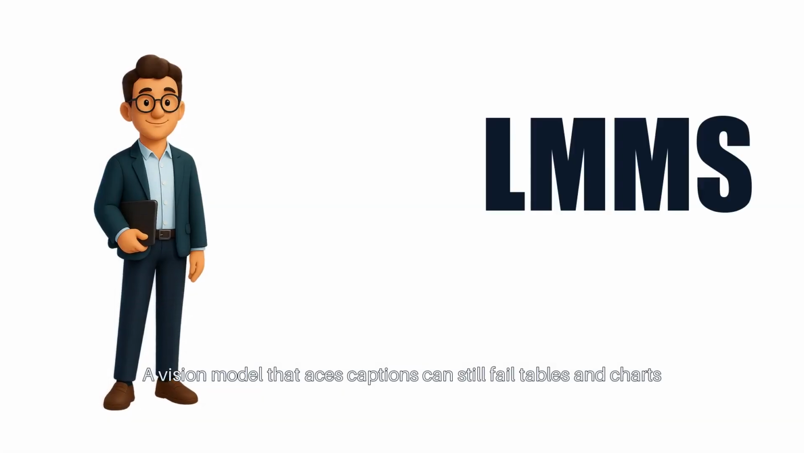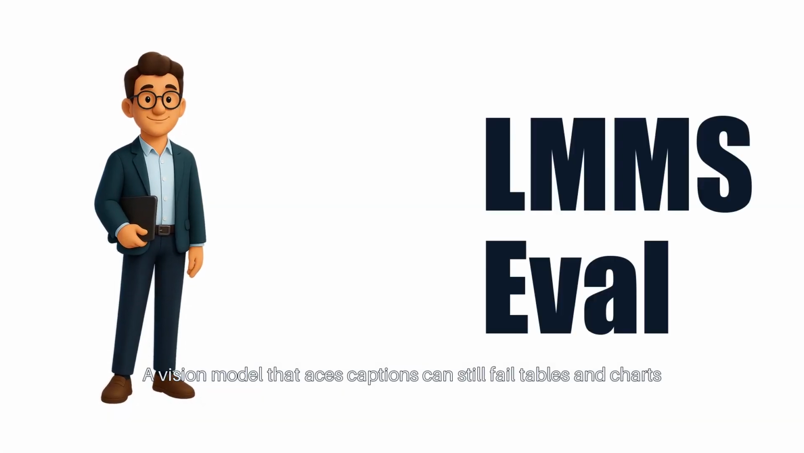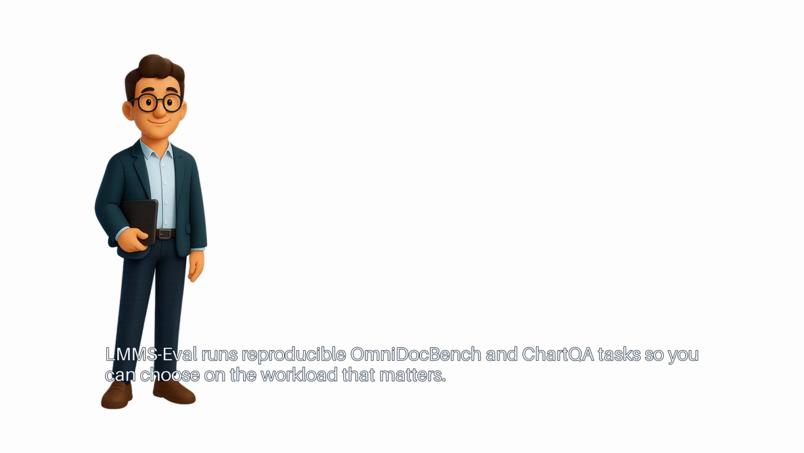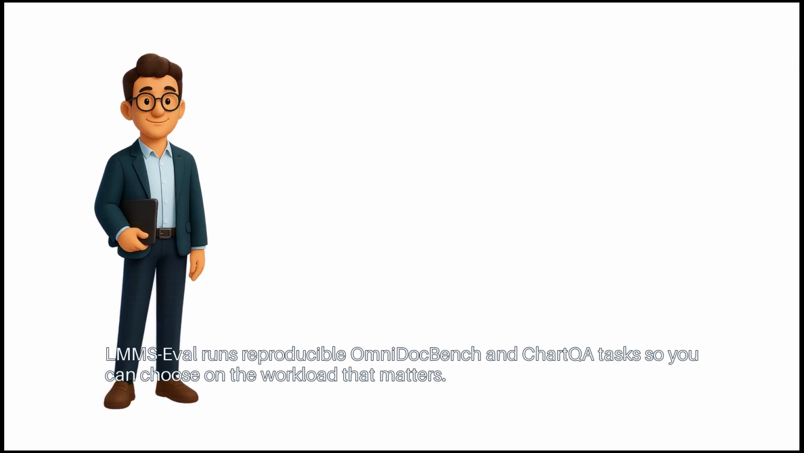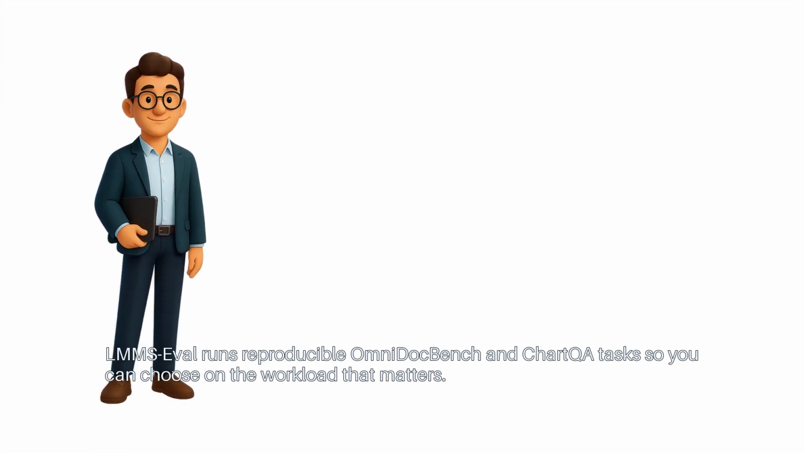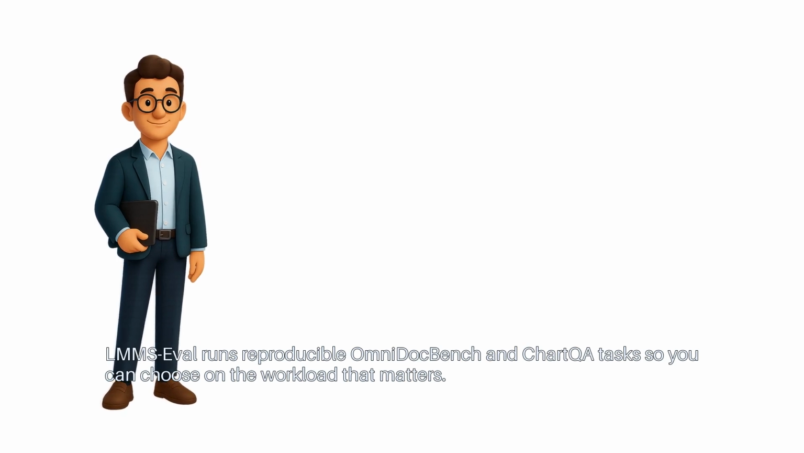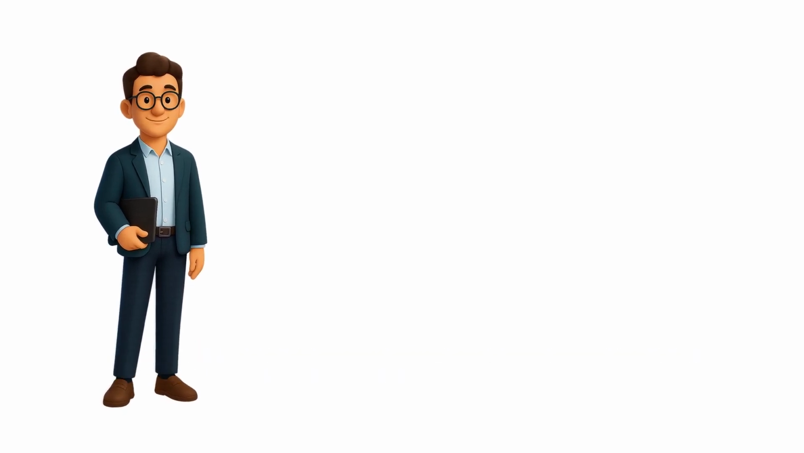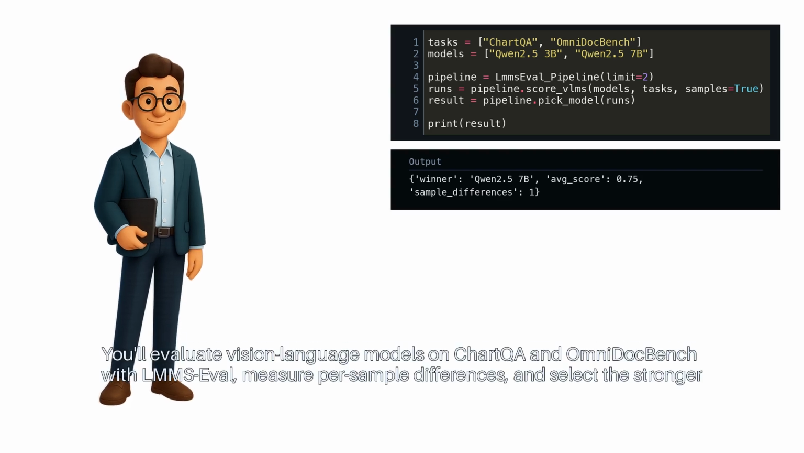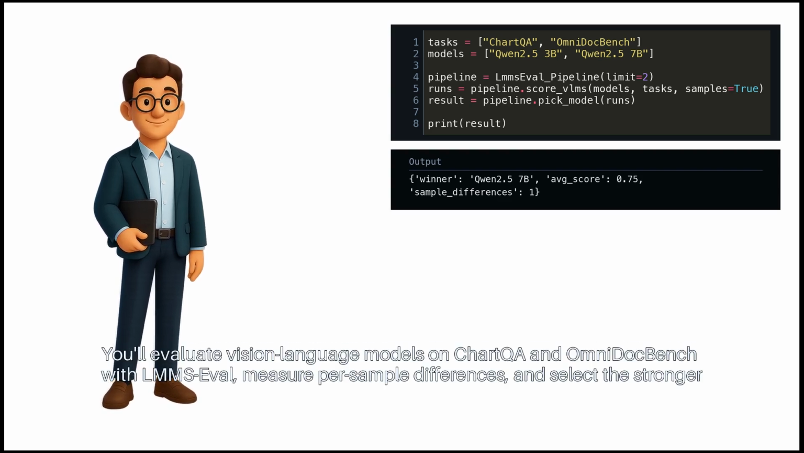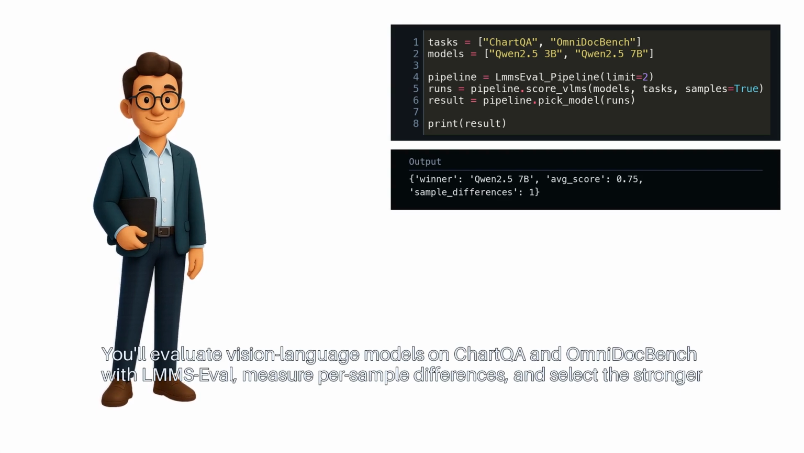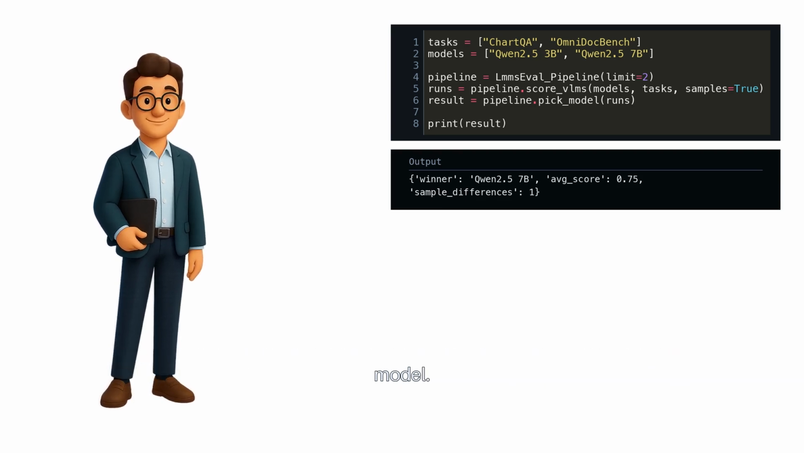A vision model that aces captions can still fail tables and charts. LMMS-Eval runs reproducible OmniDocBench and ChartQA tasks so you can choose based on the workload that matters. You'll evaluate vision language models on ChartQA and OmniDocBench with LMMS-Eval, measure per sample differences, and select the stronger model.